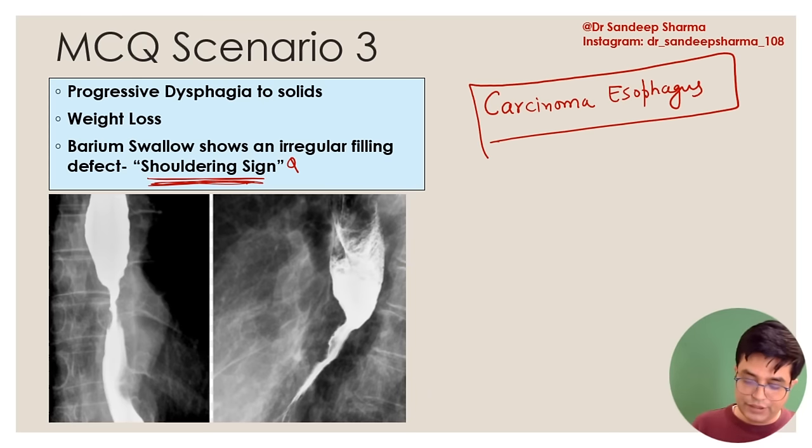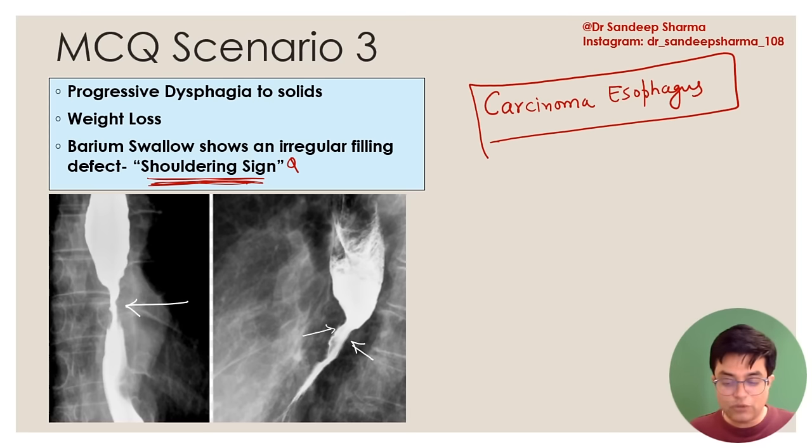Can you see in this image that there is an irregular filling defect, and here also you can see an irregular filling defect producing the typical shouldering appearance, where there is a narrowing and irregular filling defect, and then there is a tapering. That is what you call the shouldering sign seen in patients with carcinoma esophagus. You need to understand that barium swallow is not a very sensitive investigation. It is usually an early investigation, but if they ask you the investigation of choice, it will always be endoscopy.